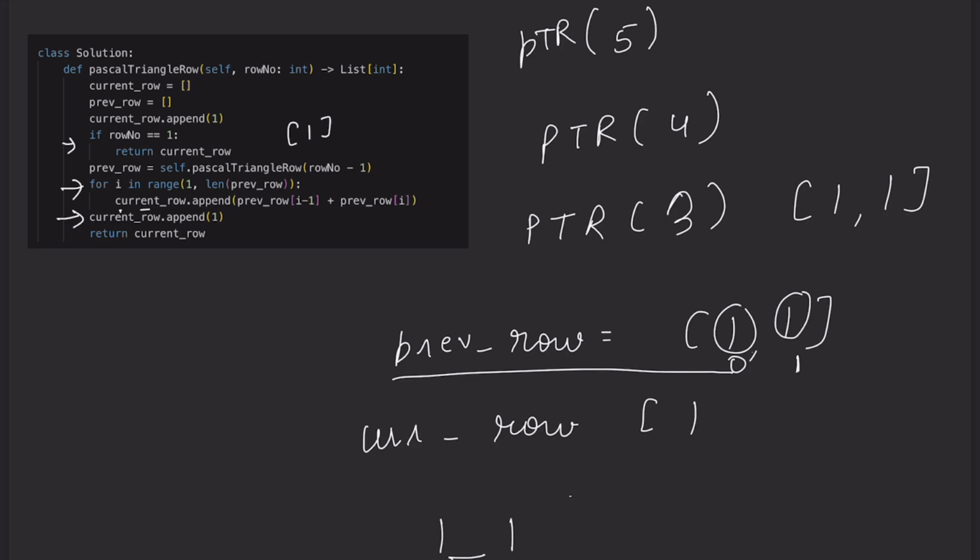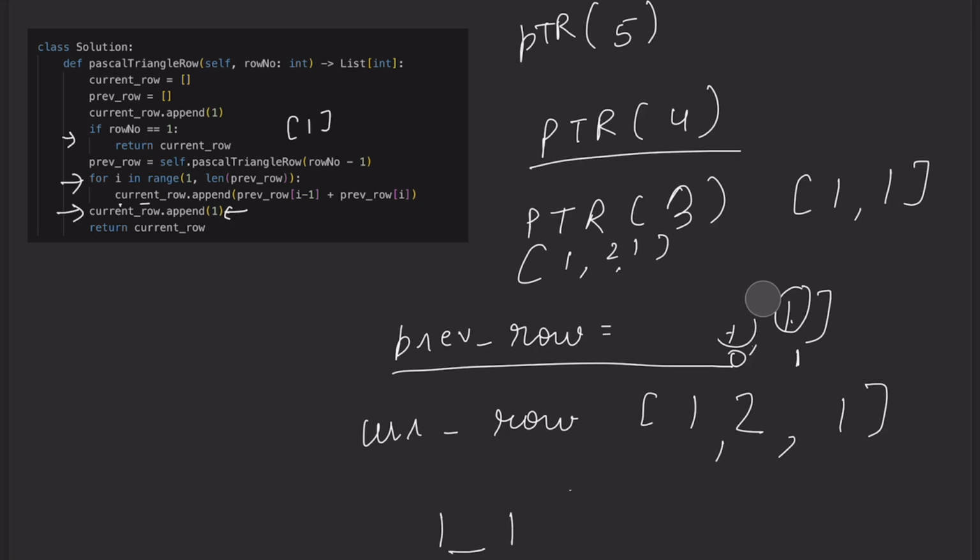Which is 1 and 1. So we add these two and append it. 1 plus 1 is 2. And then we append 1 to the current row. So for PTR 3 the result is 1, 2, 1. So PTR 3 returns 1, 2, 1, and this is the previous row for the PTR 4 call. So this 1, 2, 1 is here now.